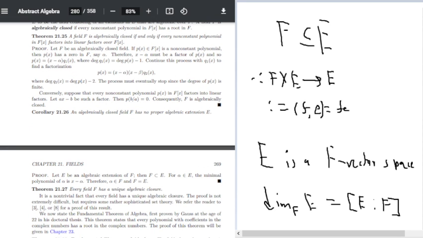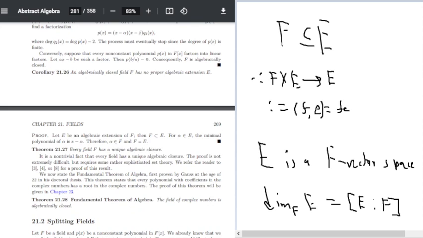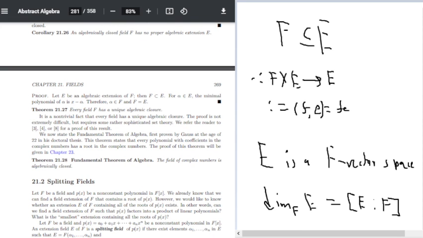Conversely, suppose that every non-constant polynomial P of X factors into linear factors. Let AX minus B be a factor. Then P of B over A equals 0, and consequently F is algebraically closed. Corollary 21.26. An algebraically closed field F has no proper algebraic extension E. Proof. Let E be an algebraic extension of F, and then F is a subset of E. For alpha in E, the minimal polynomial of alpha is X minus alpha. Therefore, alpha is in F and E is F.